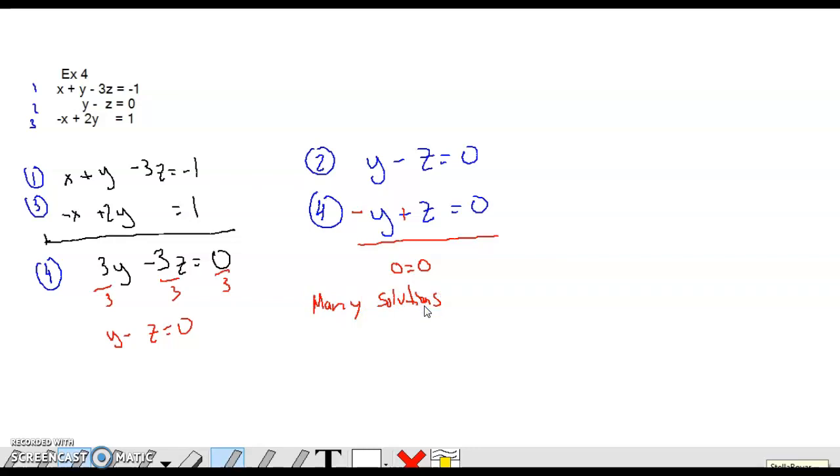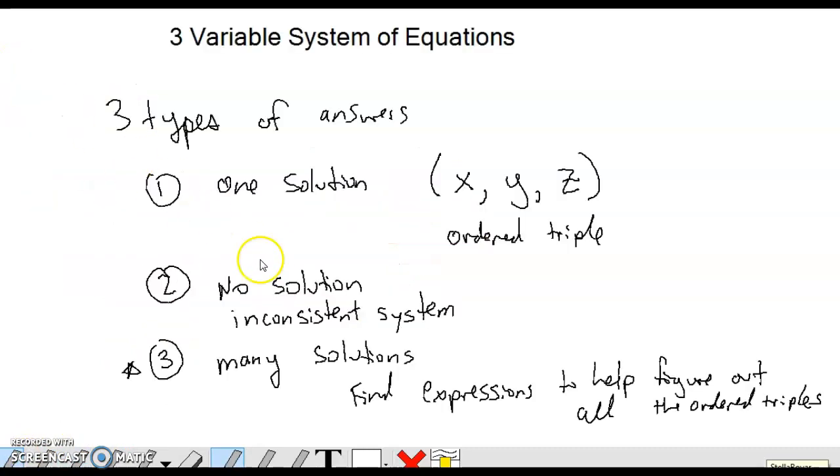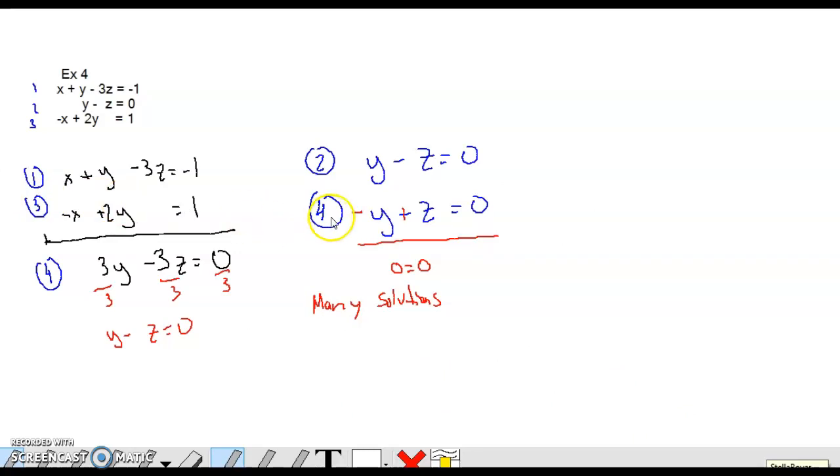Okay? But at this point, what happens if I asked you, give me an example of a many solution? What is an example that's going to work with all three of these equations? So I don't want to play the guess and check game. So I want to come up with expressions. So this is what I meant when I said over here, find expressions to help figure out all the ordered triples. Okay? So the first thing that I'm going to do is write a let statement.